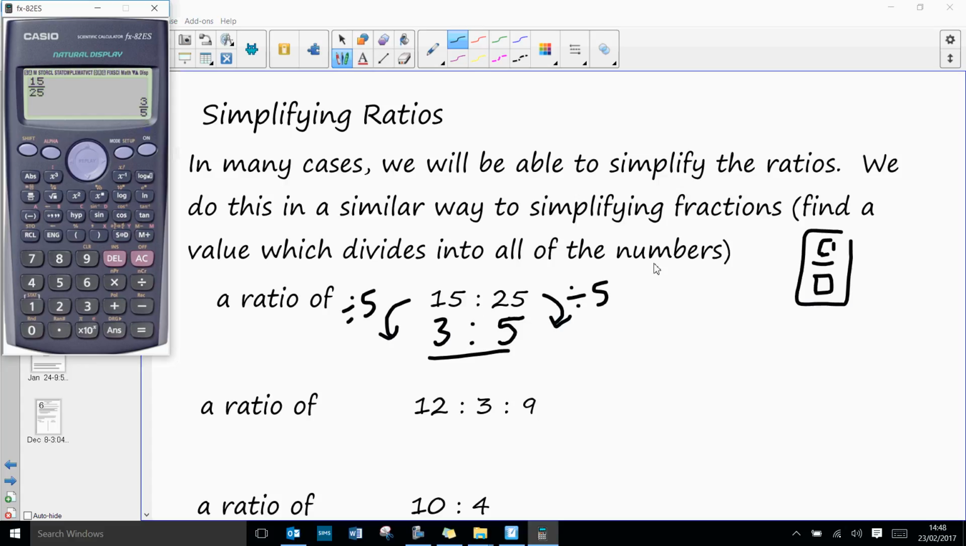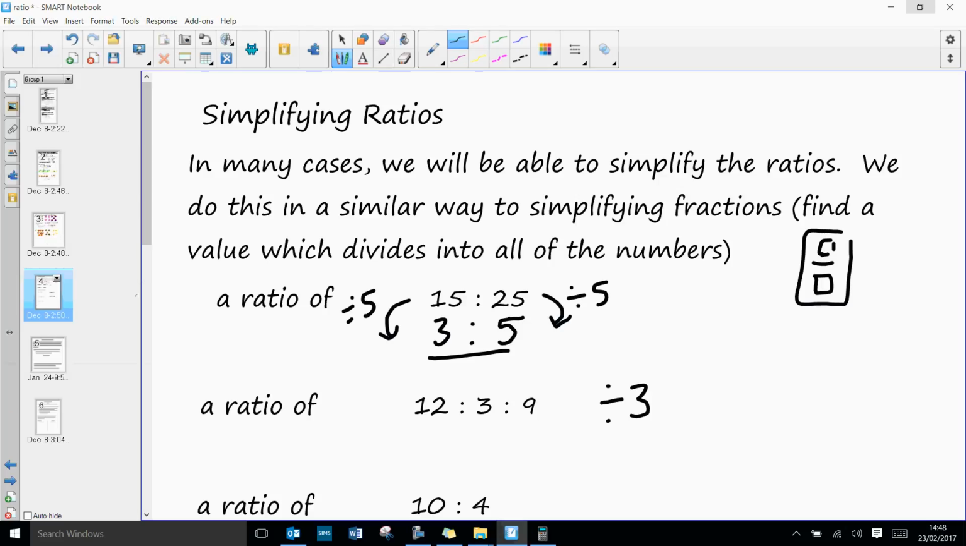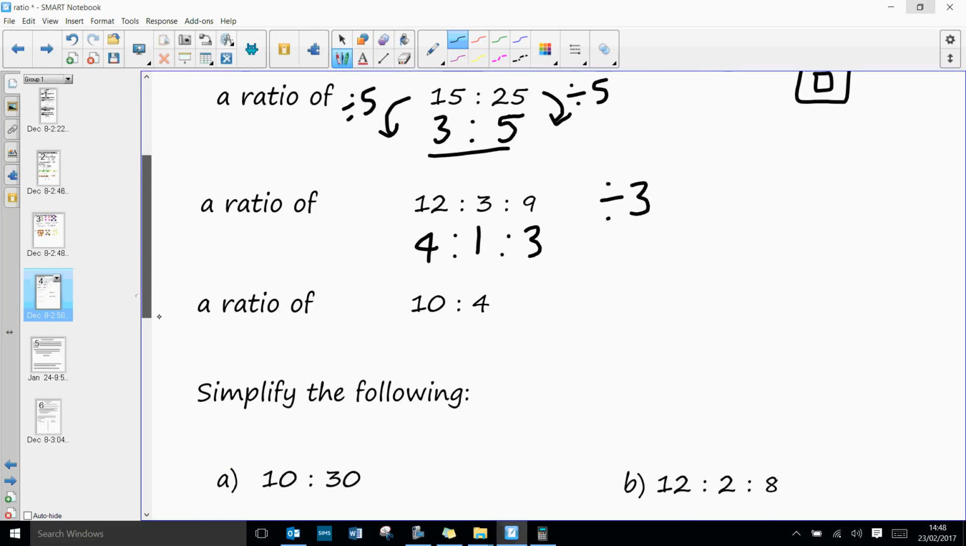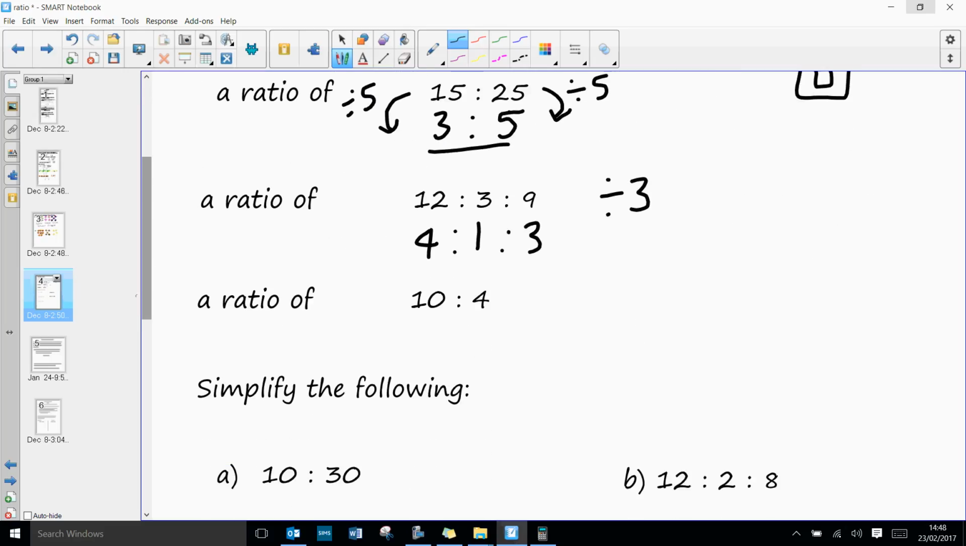12, 3 and 9. So this time we've got 3 numbers. Our number that we divide by has to go into all 3 of them, and I know that all 3 of them can be divided by 3. So 12 divided by 3 is 4, 3 divided by 3 is 1, and 9 divided by 3 is 3. 10 to 4, and they can both be divided by 2. So that's 5 to 2.